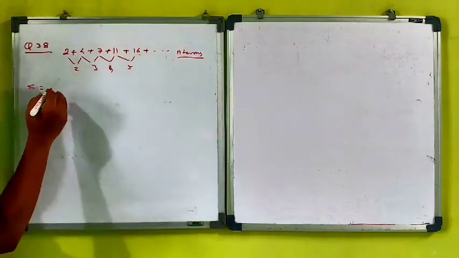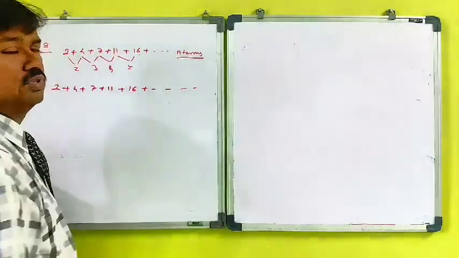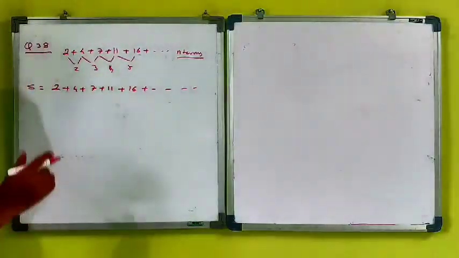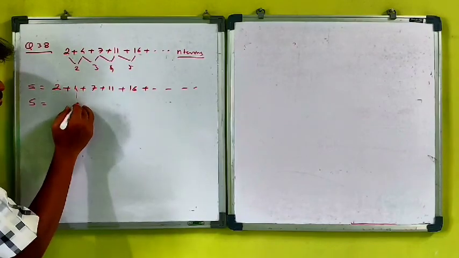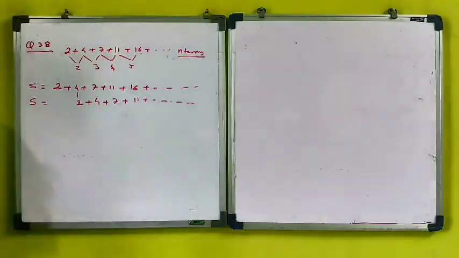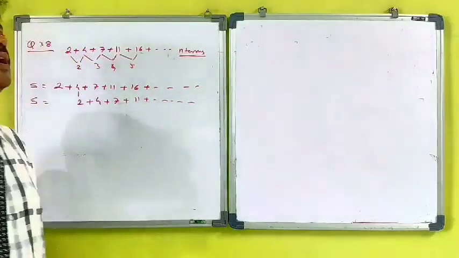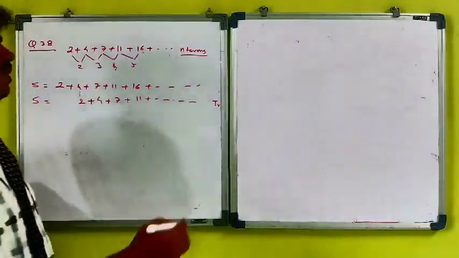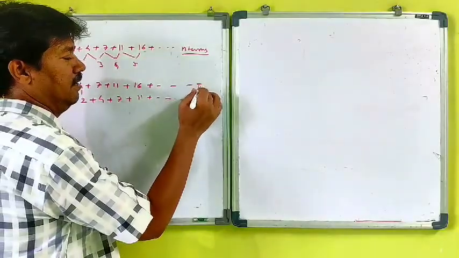How to find Tr for this? Write down S as it is: 2 plus 4 plus 7 plus 11 plus 16 up to the nth term, Tr. Okay, now what is the next step here? I am writing the same sequence again, but starting one place later: 2, then 4, 7, 11, like this. So there is one extra term to come here, and that extra term is nothing but Tr. One Tr will remain here.